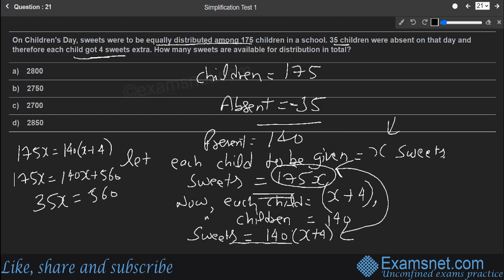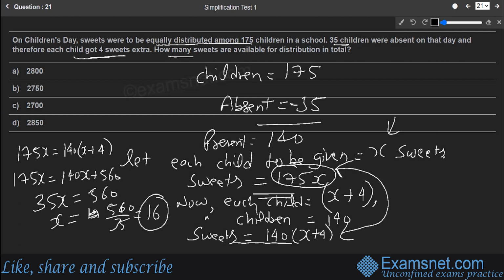If we solve this further, we can cut down this number from both the sides and simply calculate x to be 560 divided by 35, that is nothing but 16. So each child was supposed to get how many sweets? Each child was supposed to get 16 sweets.